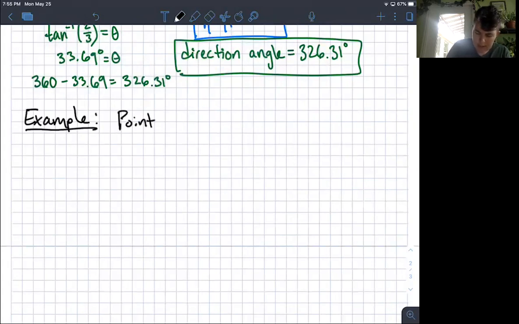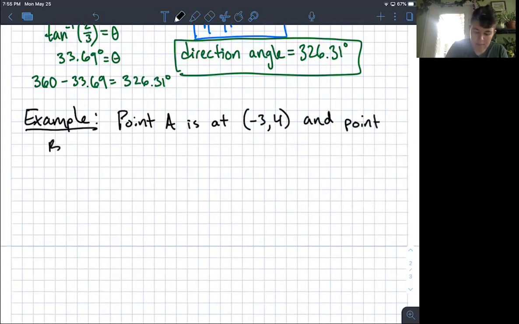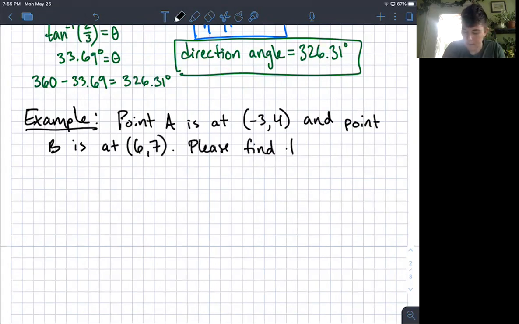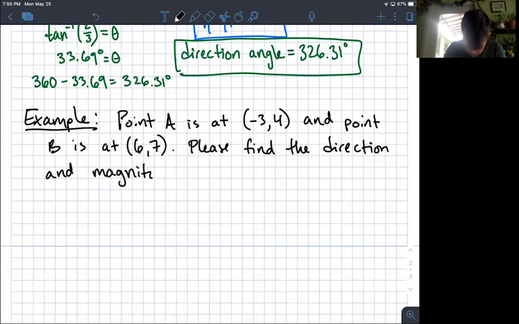Point A is at -3, 4. And point B is at 6, 7. Please find the direction and magnitude of vector AB.